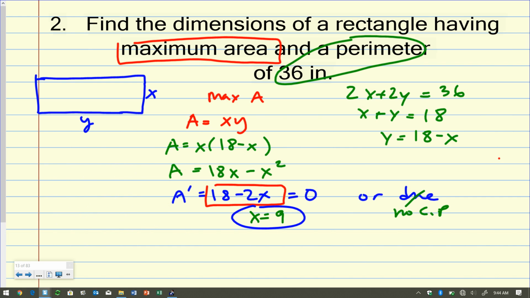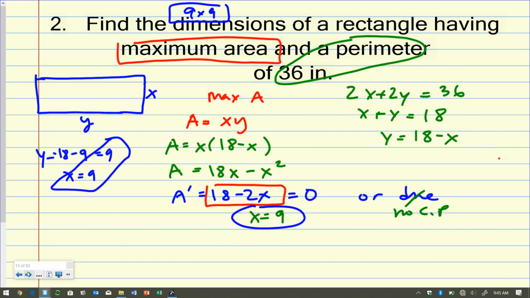If x is equal to 9, what's y equal to? Okay, so that's 18 minus 9, which is 9, which is interesting because that means if you maximize the area of a rectangle, what do you get? A square, which is interesting to know also. And then did I answer the question? The dimensions are 9 by 9. Okay? All right, you guys good on that one?